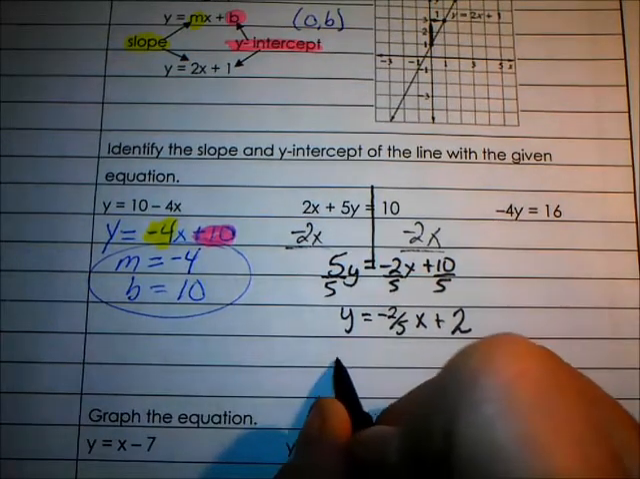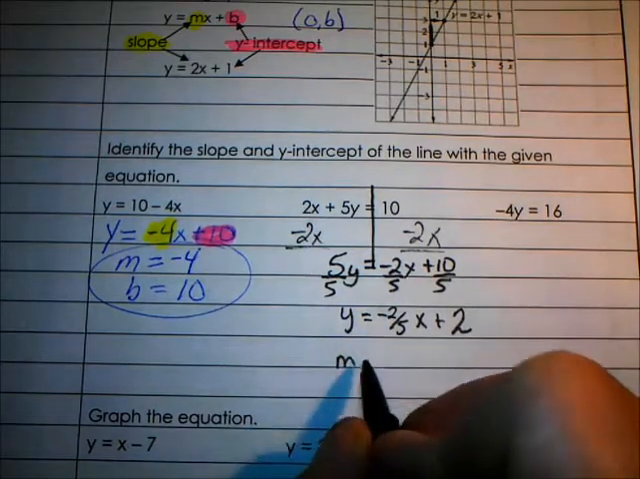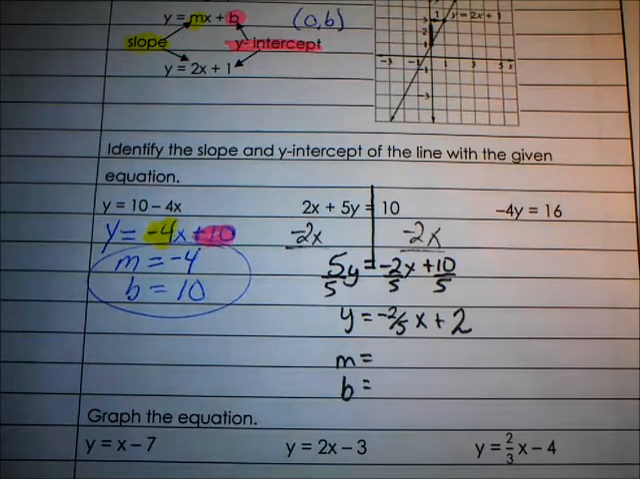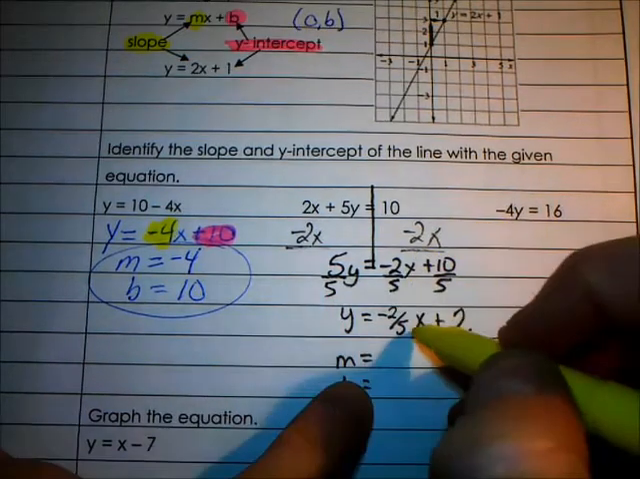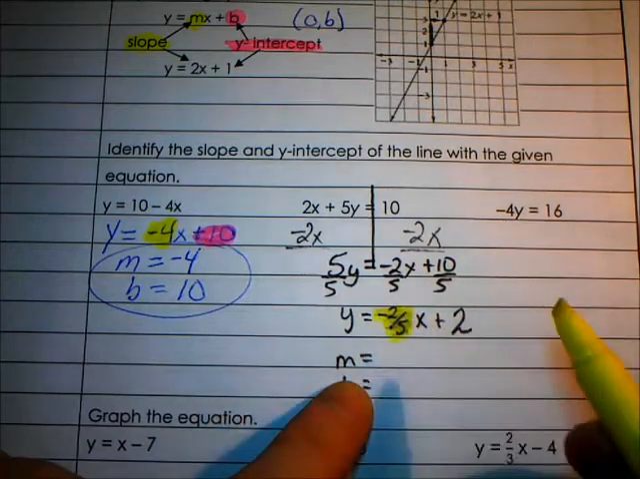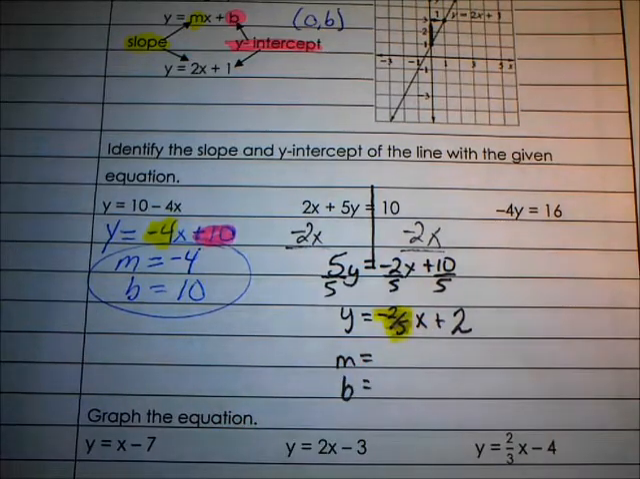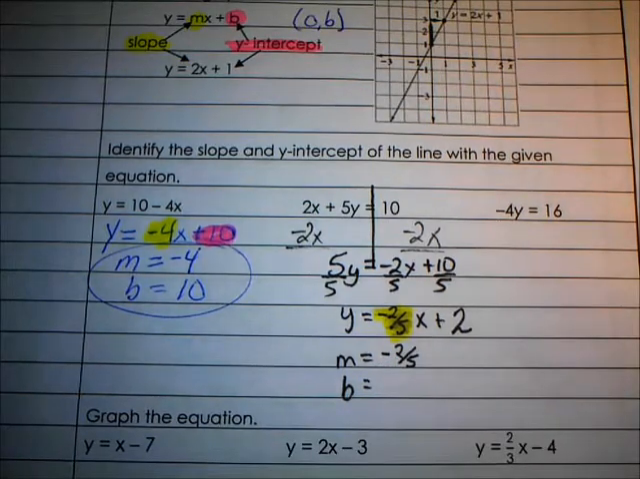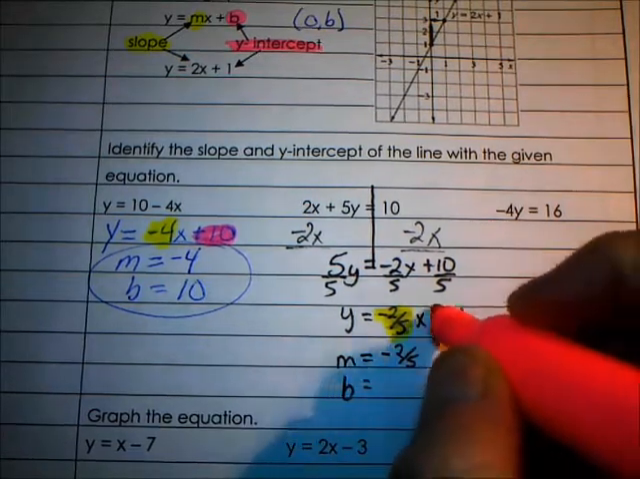Now I have it in slope-intercept form. I need to identify the m and the b of my equation. The m is always with the x. Here it is a fraction, so I'm going to copy it down, negative 2 over 5. And then the constant, that's the plus or the minus out on the end. This one has a plus 2, so that means my intercept is 2.